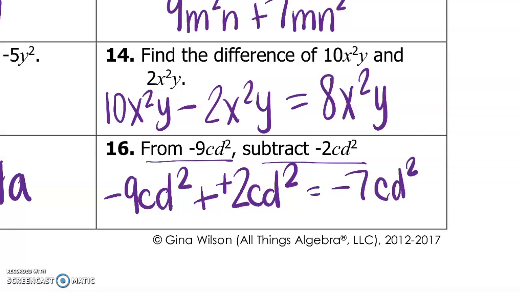So when you add or subtract, you just need to match up the ones that are exactly the same variables with the same exponents. Combine your coefficients by adding or subtracting.